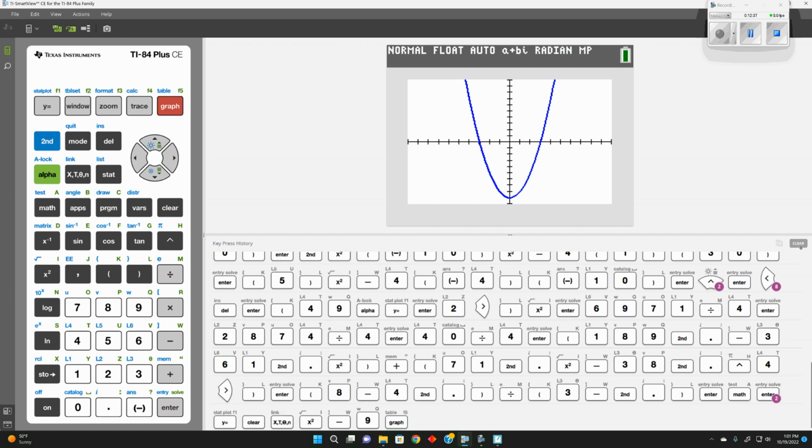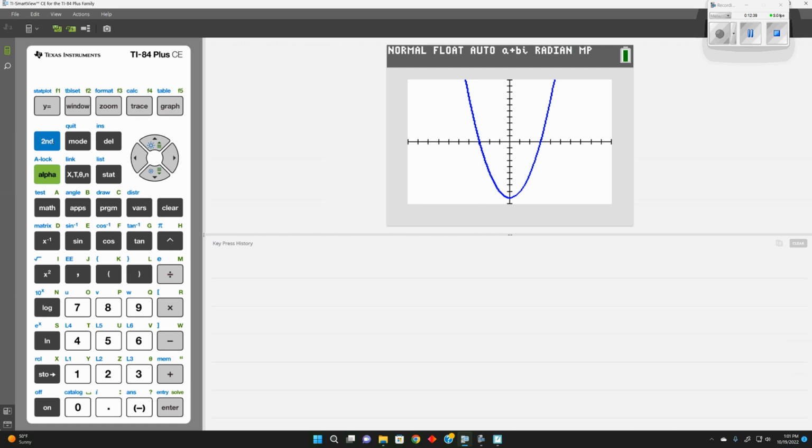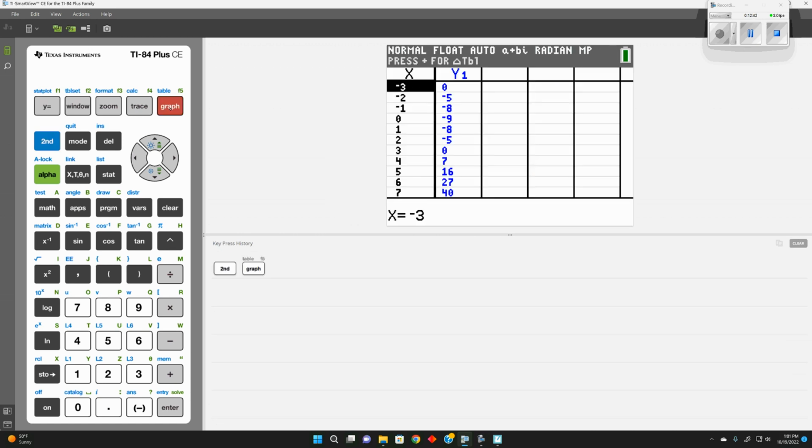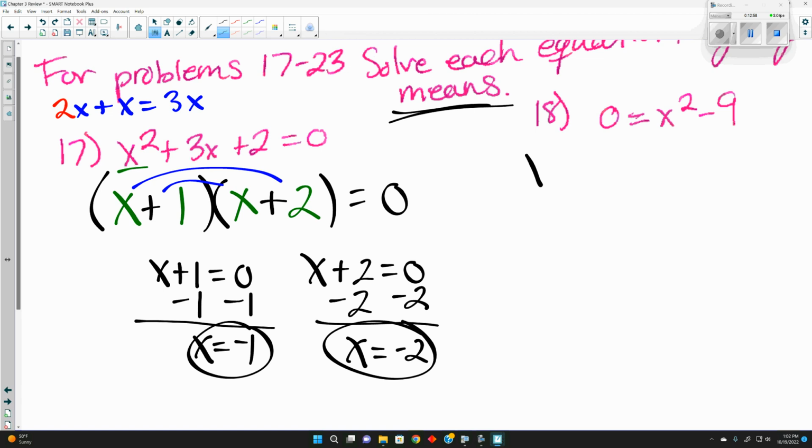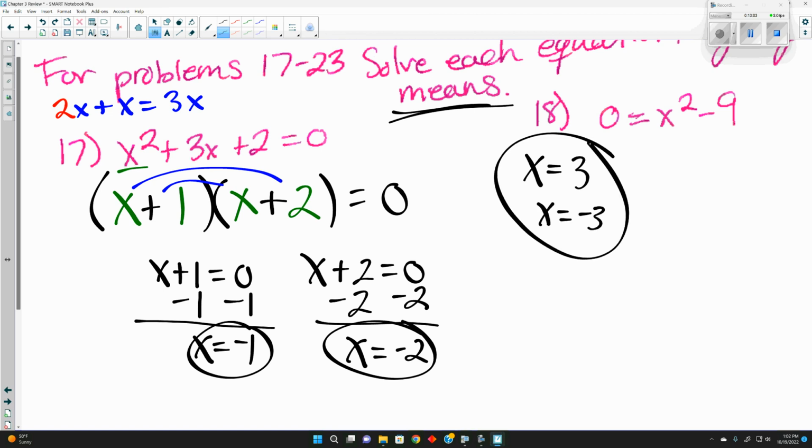Now, I'll clear all this out. We can go second graph to pull up the table. So again, we're trying to see where y is 0. And looking at this here, it's 0 at where? -3 and 3. Because again, we're trying to solve for where y is 0, because we're trying to see what value of x will make the function equal 0. What value of x will make y be 0.